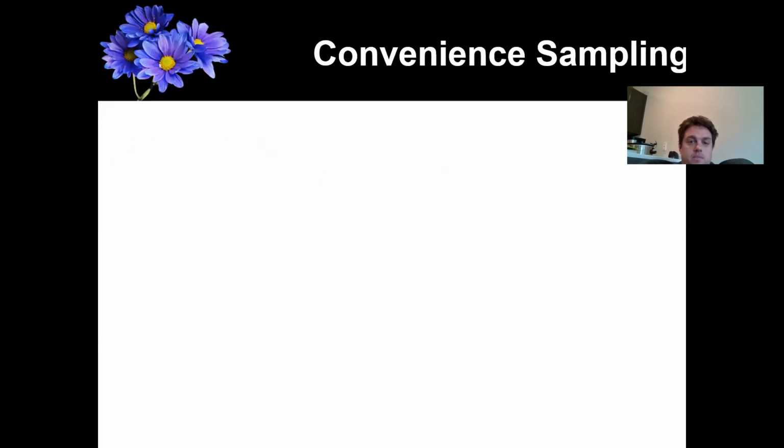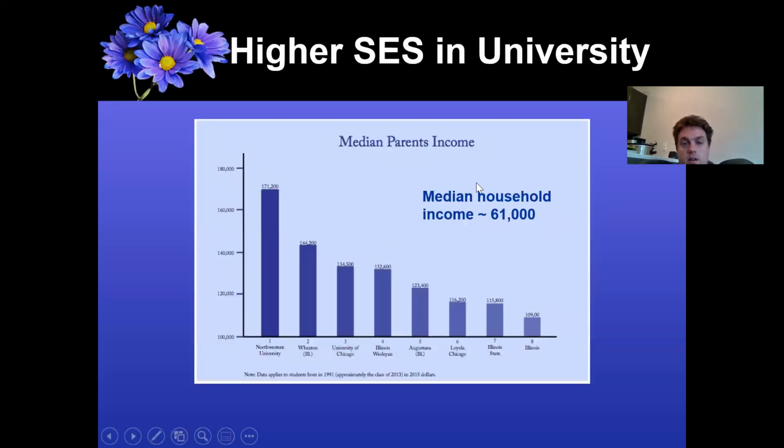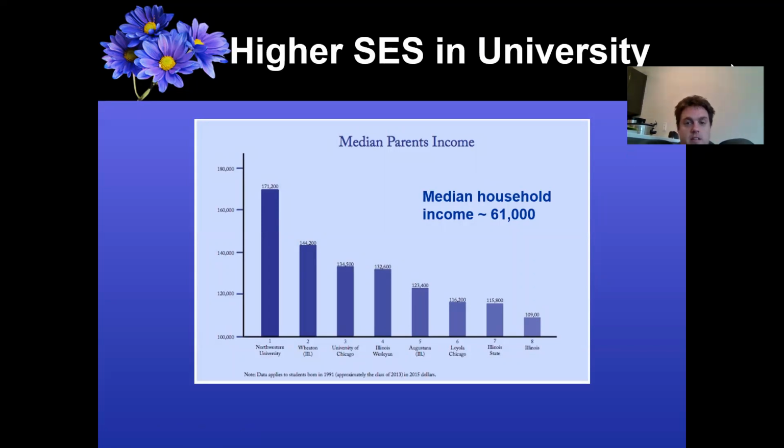With socioeconomic status and household income, it can vary a lot depending on where you test. A lot of high-end universities, like Northwestern University, have a median household income way higher than a lot of other places. And this is not random. This compounds with the fact that the higher end schools are going to publish more work.